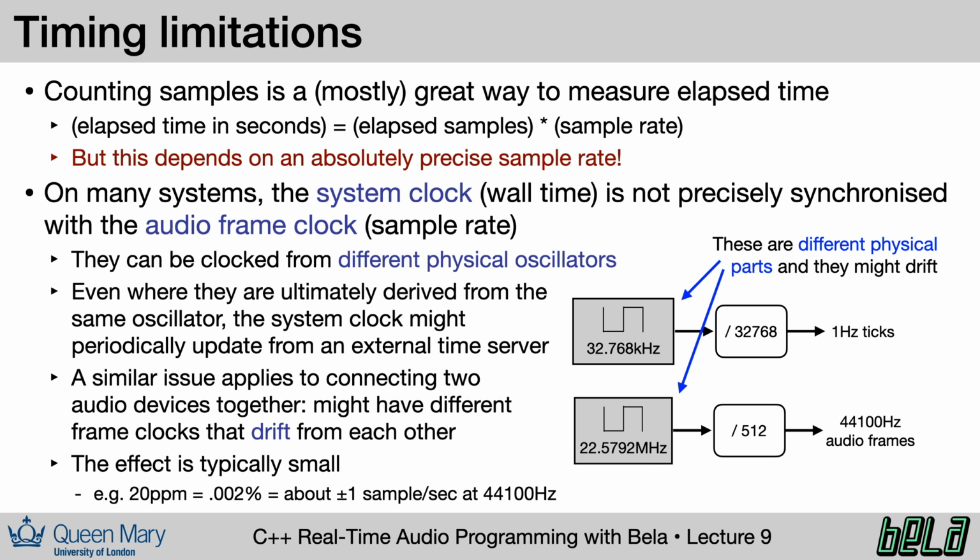Because these are physical bits of crystal with imperfections in manufacturing and variations in temperature, they can be expected to drift from one another. A typical amount of drift might be something like 20 parts per million, which is quite small, but it still works out to about a difference of 1 sample per second at 44 kHz. And over time, these divergences can add up. So if it's very important for your code that your timing also corresponds to the computer system clock, you might have to take other measures as well.